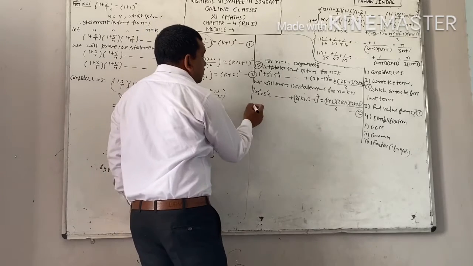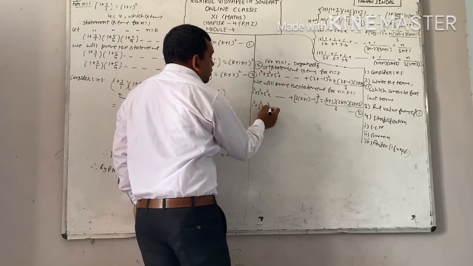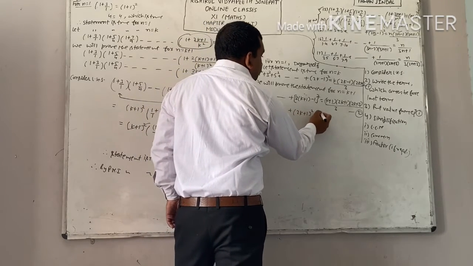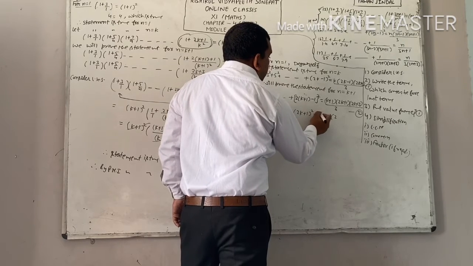You can simplify this one also. 1 square plus 3 square plus 5 square plus up to so on. This will become your 2k plus 1 whole square. And now you can say it as equation number 2.